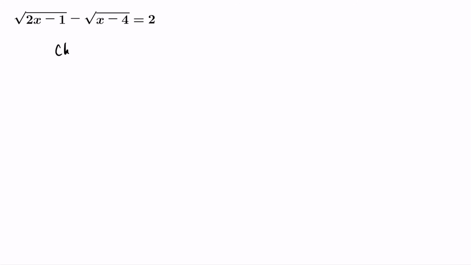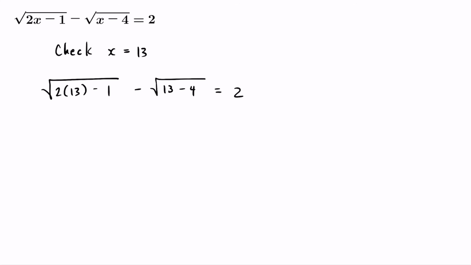Let's check x equals 13. When x is 13, you'll get the square root of 2 times 13 minus 1, minus the square root of 13 minus 4. Is that equal to 2? This is the square root of 26 minus 1, so that is 25, minus the square root of 9. Is that equal to 2? So you have 5 minus 3 equal to 2. The answer is yes. Therefore, this is a solution.